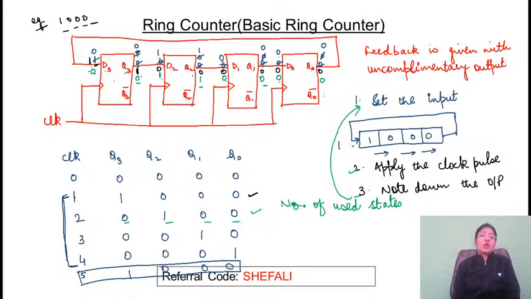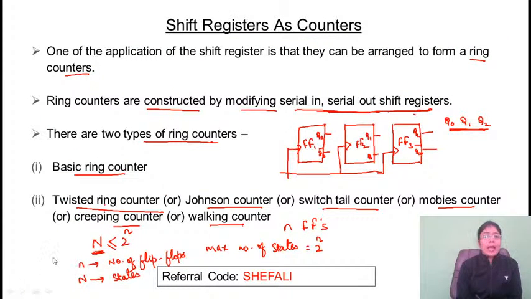What happens in parallel in, parallel out? In parallel, it is giving you the output. In the beginning only I have discussed that ring counters are constructed by modifying serial in, serial out registers. So obviously you cannot use any other register because serial in, serial out behaves as the shift register. This can be asked for 1 mark. So for your question, the answer is no.